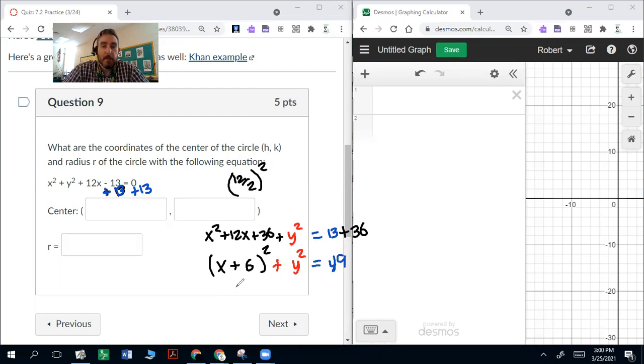So you're going to get negative 6 for your center, negative 6, and then when it doesn't have a number, it's 0. And then your radius is the square root of 49. And that's going to be 7. So negative 6, 0, and 7. And then feel free to graph that if you want to verify it.